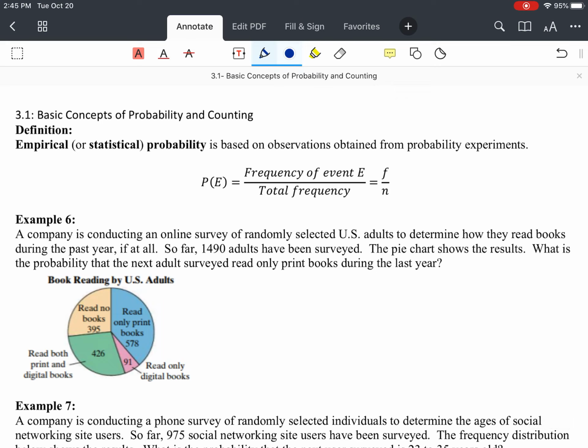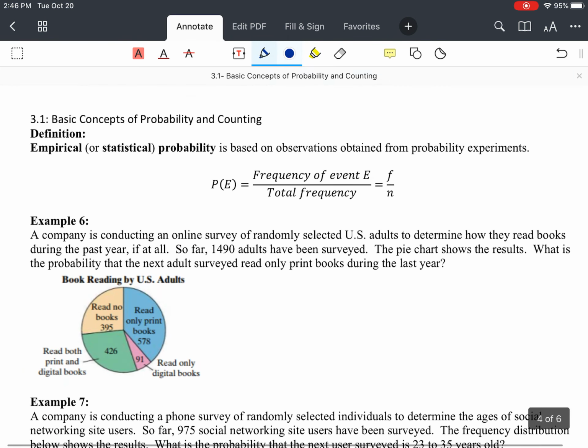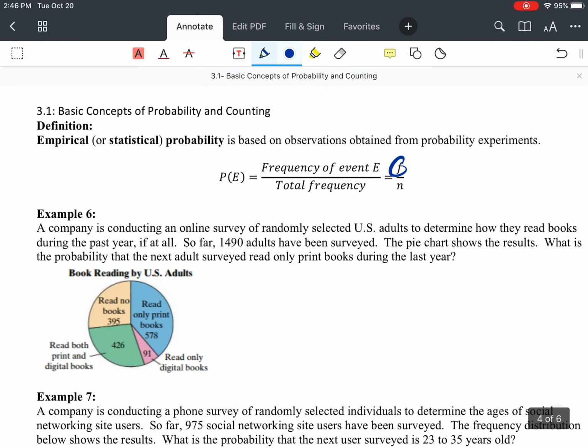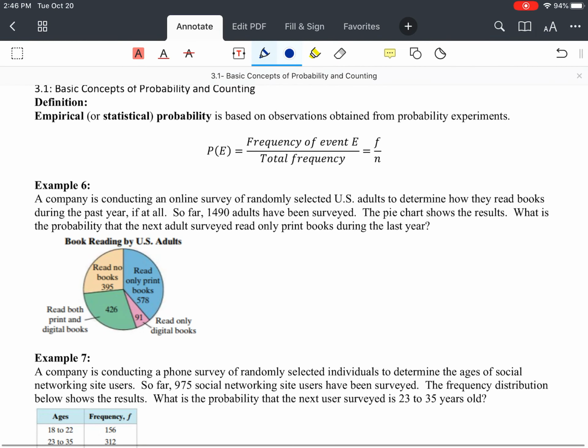Okay, then we have empirical probability. So empirical probability is based on observations obtained from probability experiments. And we can find them similar to how we did earlier. So we're looking at the frequency divided by the total number of people within our survey. Okay, so let's go ahead and take a look at this example.